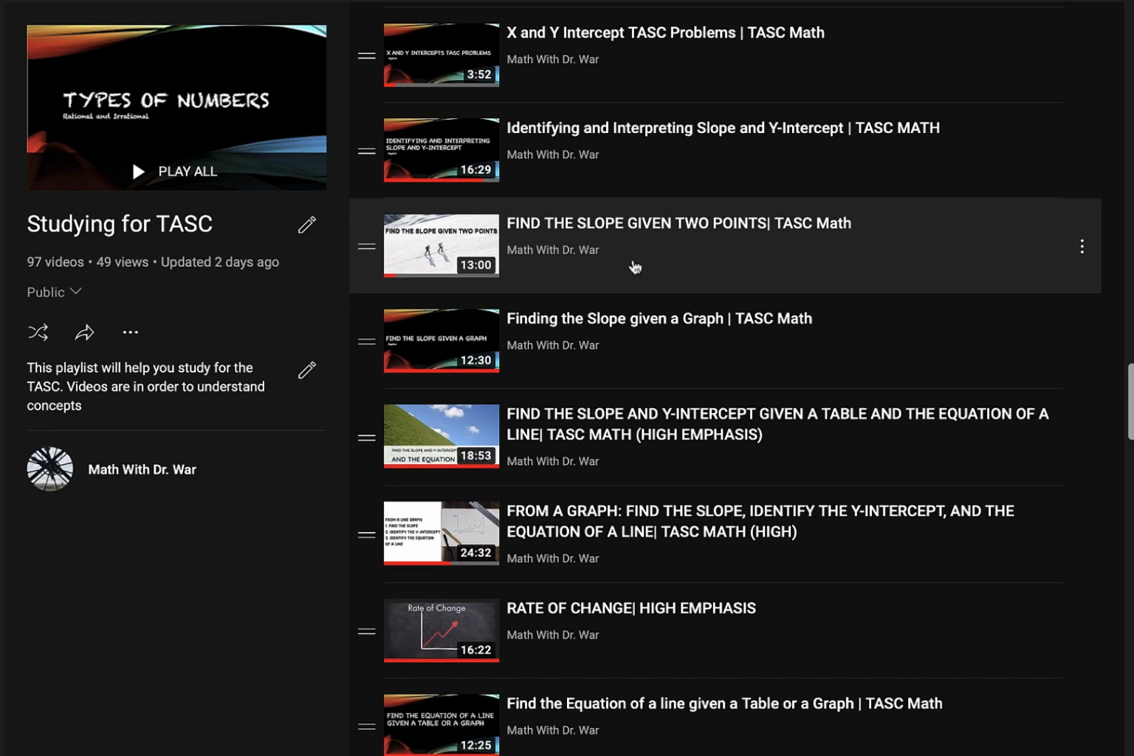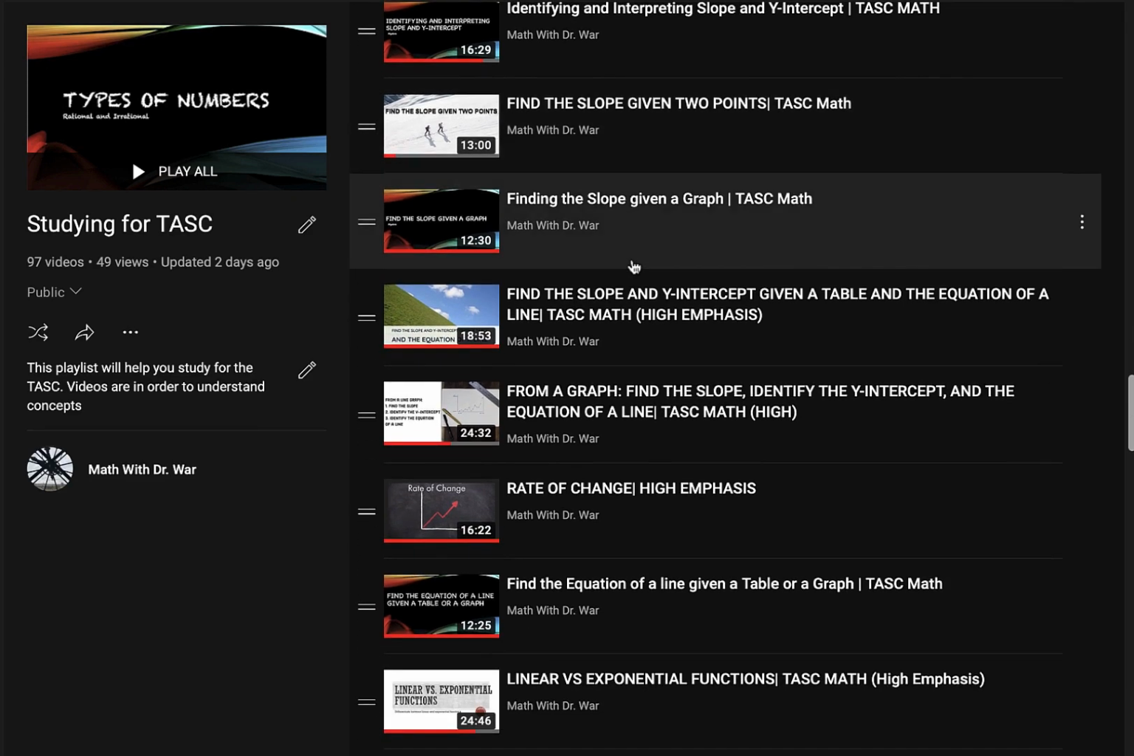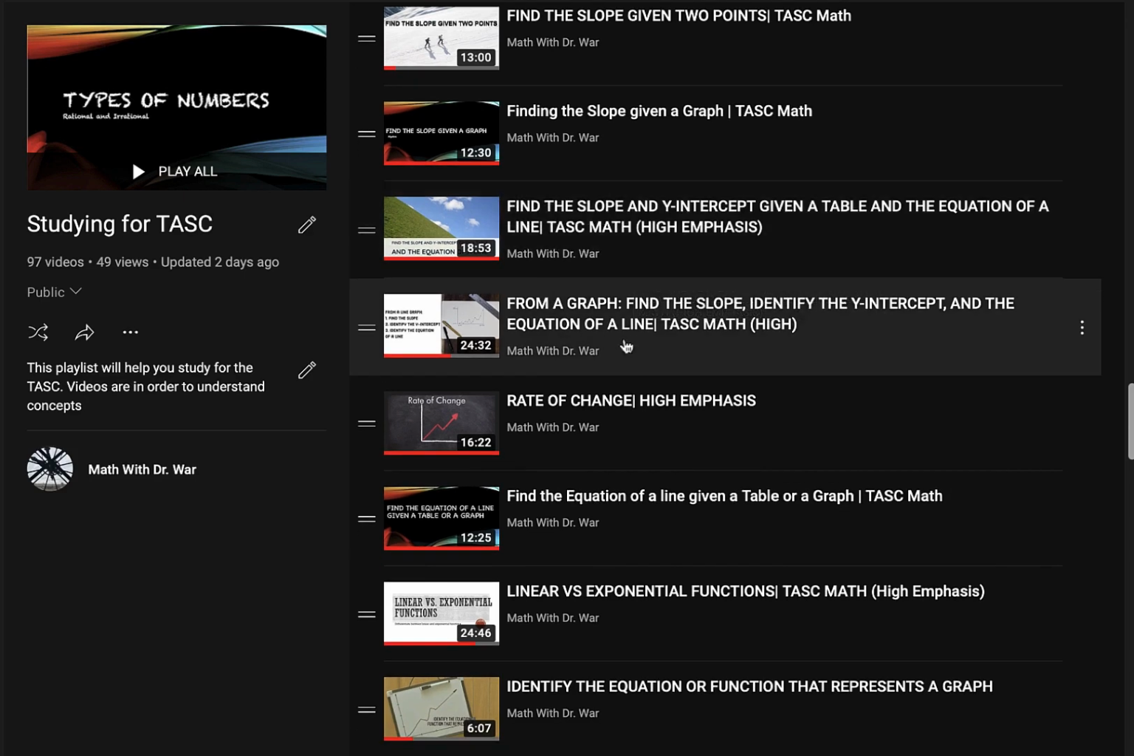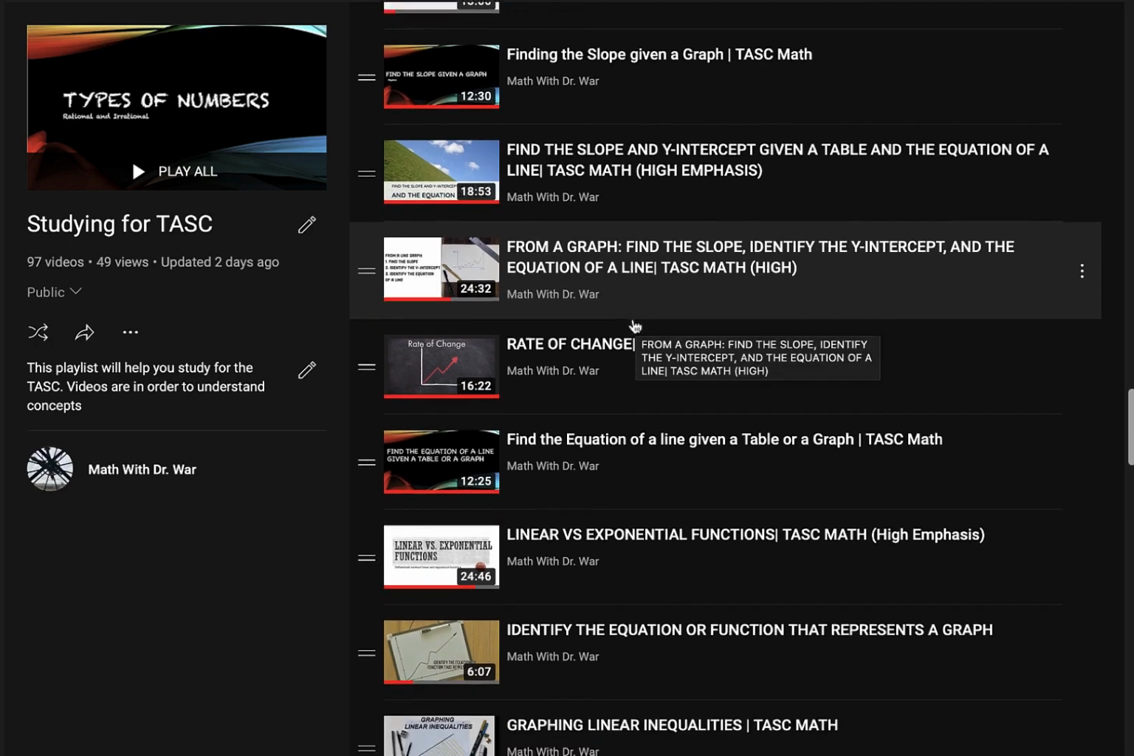On the task test, you have to be able to find a slope given 2 points, and find a slope if you're given a graph. You have to be able to find the slope and the y-intercept if they give you a table, and also if they give you a line. And I also did another video because, guess what? I found some new material.